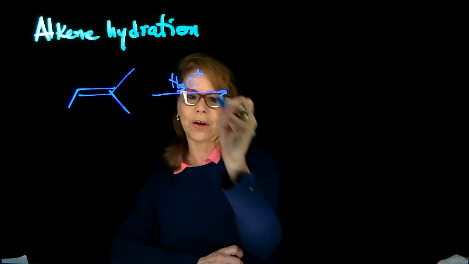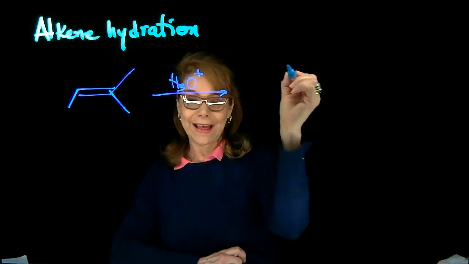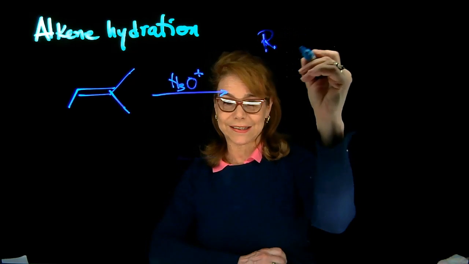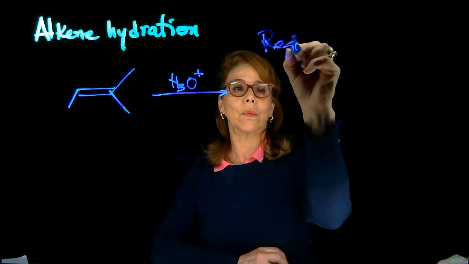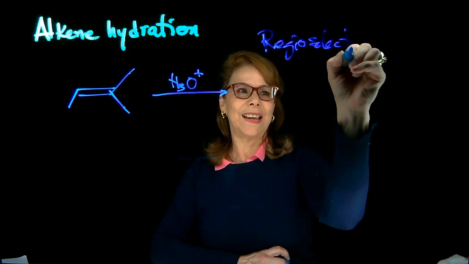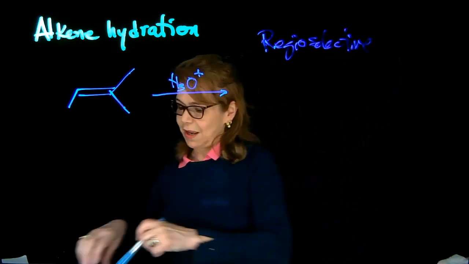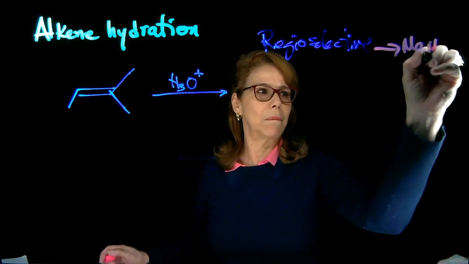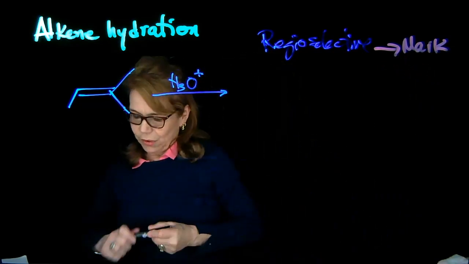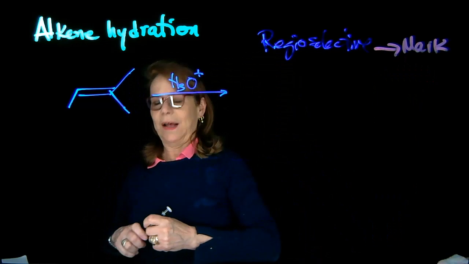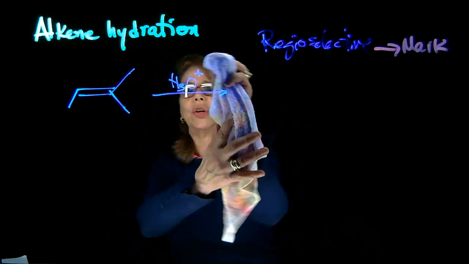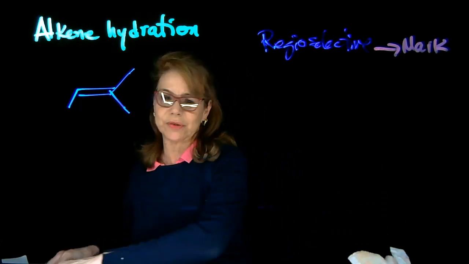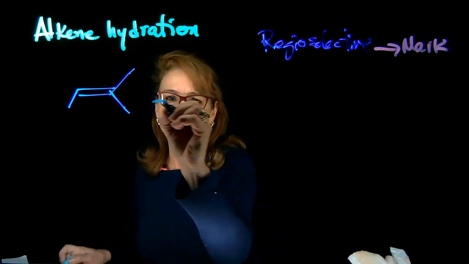sulfuric acid, so we have hydronium here. What happens is the reaction is regioselective, and what we observe is Markovnikov regioselectivity. So I'm going to say Markovnikov. And what that is, let's draw the hydronium more explicitly, showing the three hydrogens. So I'm just going to do a slight change here.